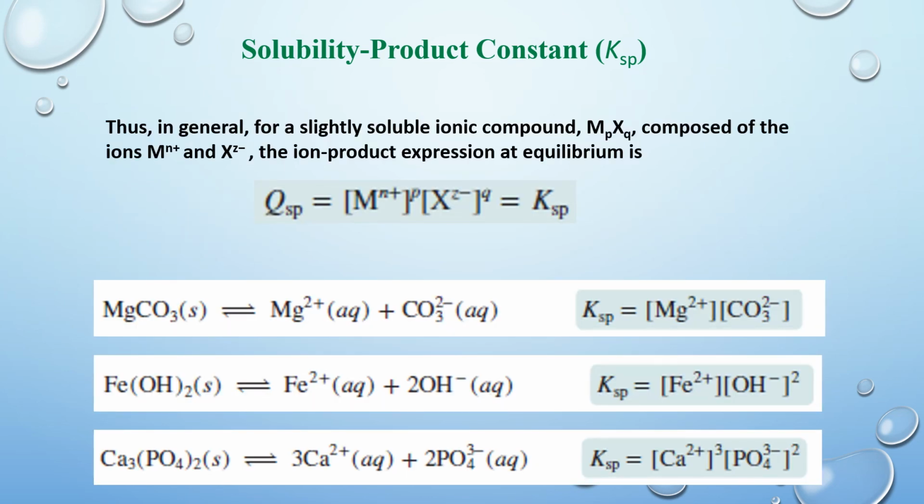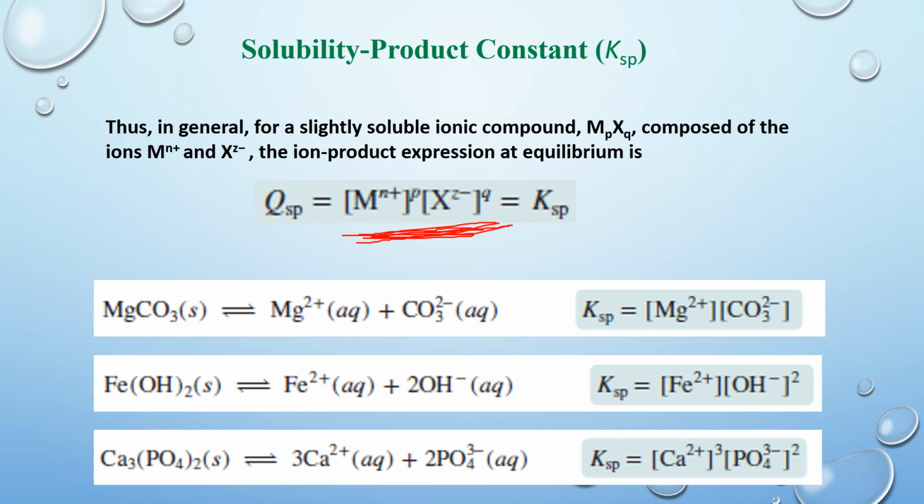So in general, when we have a slightly insoluble ionic compound with a general expression as MpXq, M means the metal and X is the nonmetal, and P and Q are their numbers in each formula unit. When this ionic compound dissolves, it generates the metal cation with a charge of positive n and the anion with a charge of negative z. So we can express the Qsp or the Ksp at equilibrium as this equation.